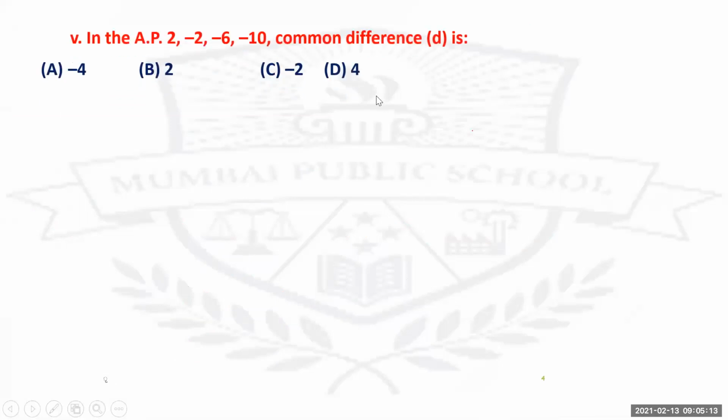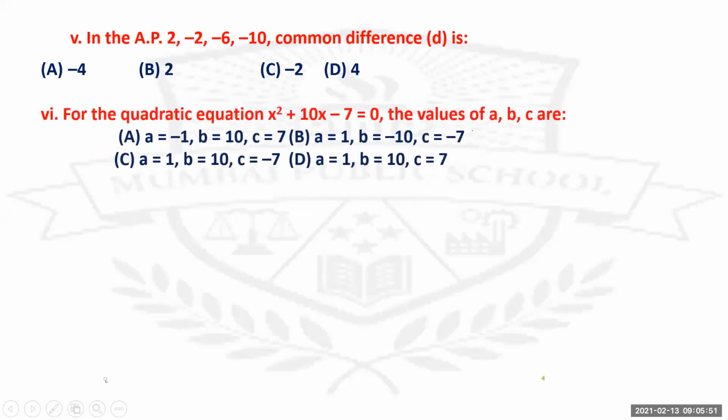Now see, in an AP, 2, minus 2, minus 6, minus 10. You have to find the common difference D. The formula of common difference is T2 minus T1. So you will do minus 2 minus 2, which is minus 4. So the answer is minus 4. Is this clear to all the students? So let's move ahead.